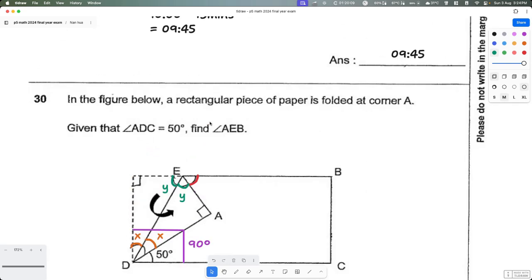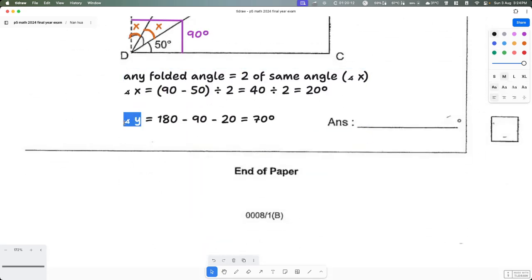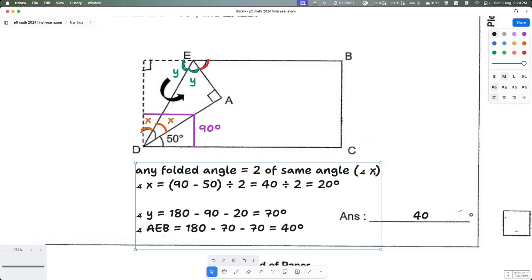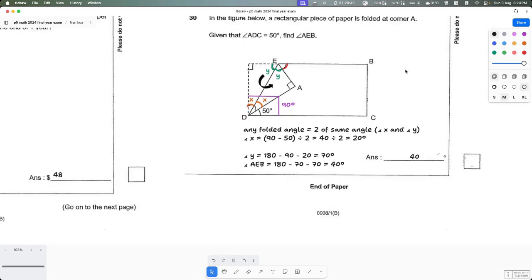So we know AB in this case. So angle AEB, right? So is equal to, since this whole thing is a straight line, all you can do is we just 180 minus 70 minus 70, 140. This should be 40 degrees. So the answer to this question is 40 degrees. Okay, any folded two of the same angle, angle X and angle Y in this case, and angle Y. All right, there you go.